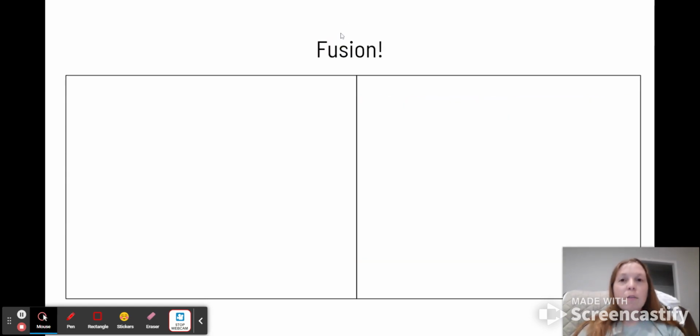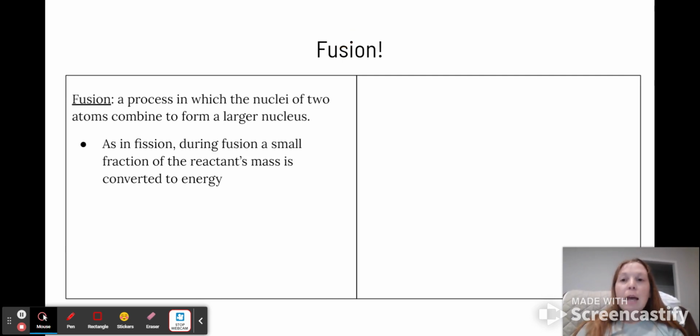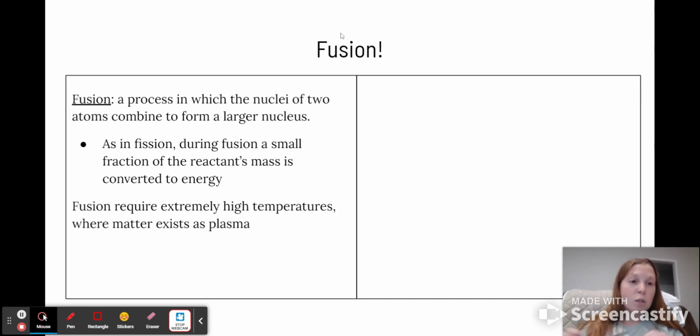So now let's talk about fusion, which is the opposite of fission. And this is the coming together of two nuclei. So they will form a much larger stable nucleus. As in fission, fusion is a small fraction of the reactant's mass, and that's converted to energy. This is actually much cleaner than fission because the products are more stable as opposed to releasing more radioactive isotopes.